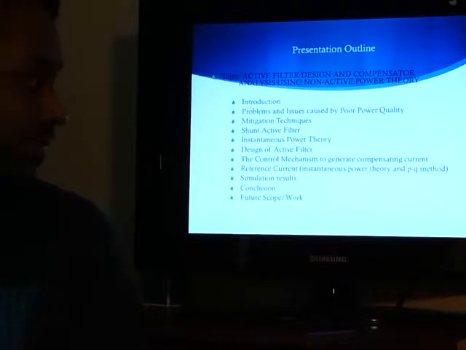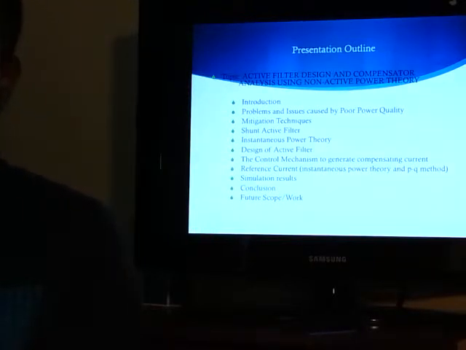Then we'll be talking about the simulation results for a nonlinear load that was connected to a three-phase supply, simulated and connected with a shunt active filter, and how the waveforms changed, calculating the total harmonic distortion percentage, and then finally the conclusion.